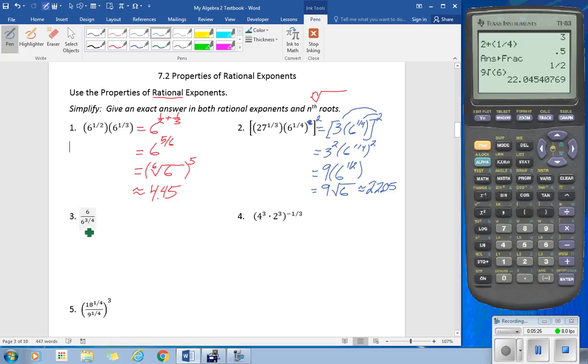We have 6 divided by 6 to the 3/4. So here's a case where we do have the like base terms again. Remember, 6 is really 6 to the first power. So we have like bases, and when we have like bases and they're being divided, we subtract the powers. So this becomes 6 to the 1 minus 3/4.